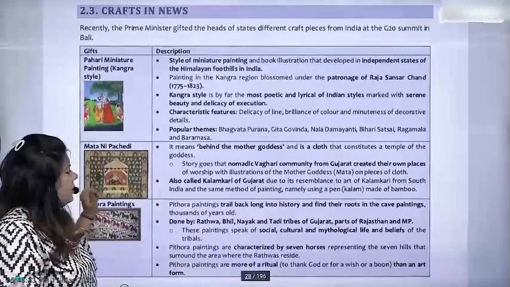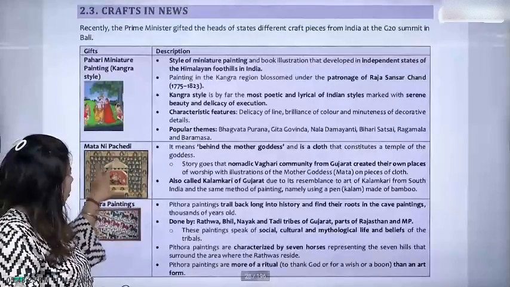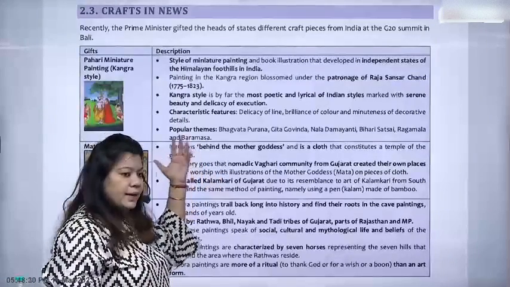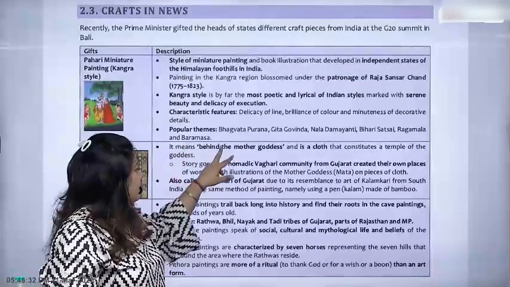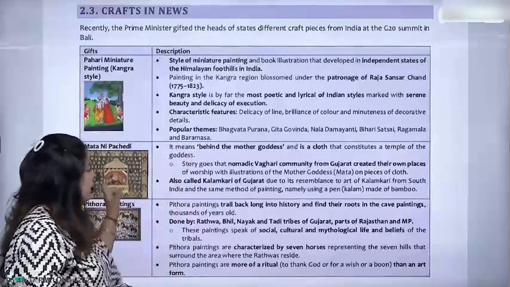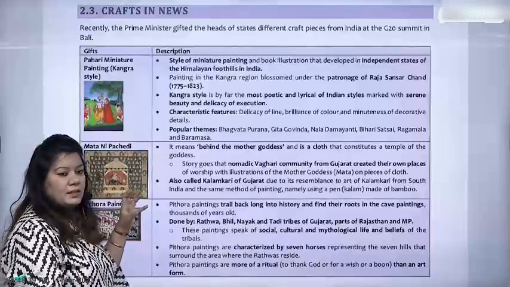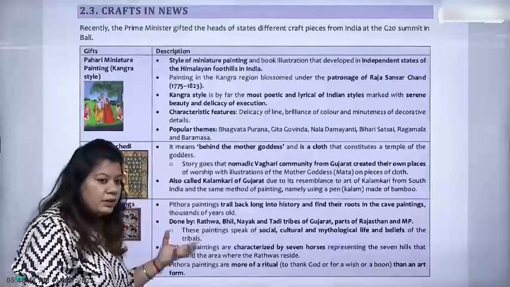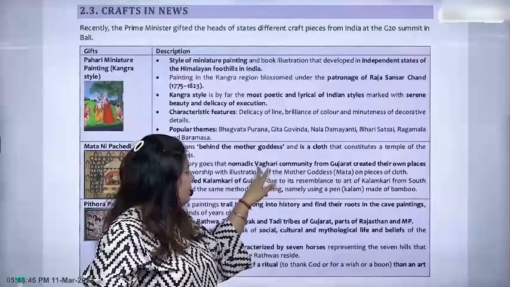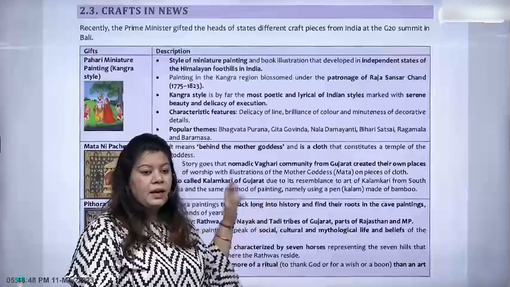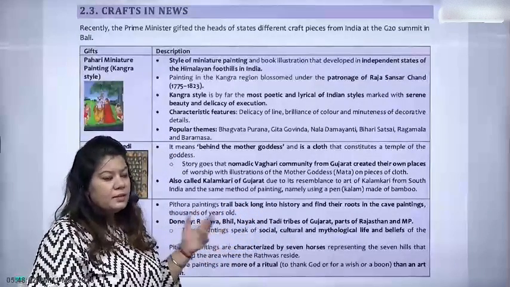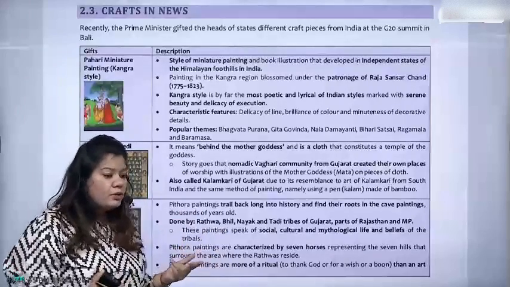Matani Pachedi is a cloth painting given by the Prime Minister again. Now this cloth depicts a temple and the goddess. This temple and the goddess, or the story, has a link with one of the communities found in Gujarat, the Wagadi community. Again, this community is important. They can ask, there have been questions on communities also, if I'm not wrong.